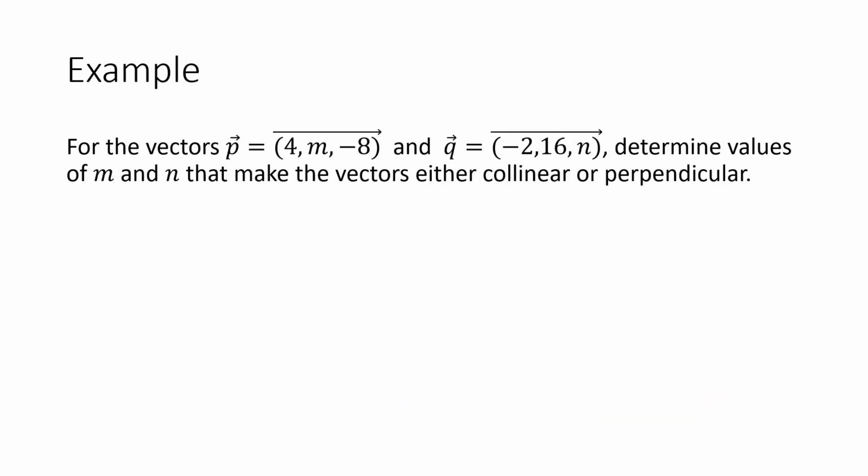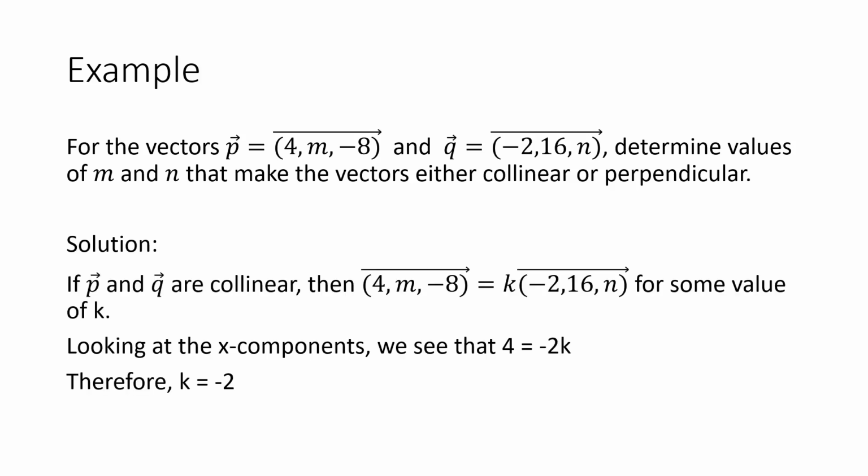Now, suppose that we are given the vectors 4m, -8, and -2, 16n. We want to determine values of m and n that make the vectors either collinear or perpendicular. Well, let's start with collinear. We know that p and q will be collinear if they're scalar multiples of each other. So we're going to imagine that 4m, -8 is a scalar multiple of -2, 16n, and we'll let the scalar multiple be k. So looking at the x components, we see that 4 needs to equal -2k, which would mean that k needs to equal -2.